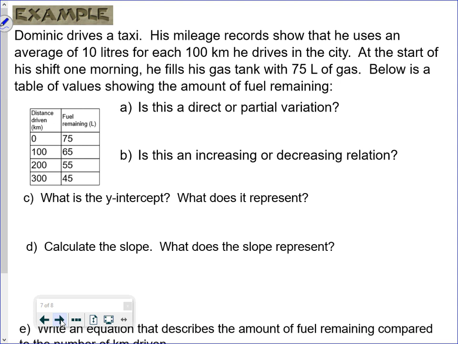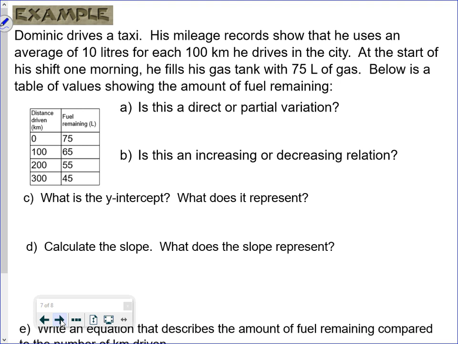In this example, Dominic drives a taxi. His mileage records show that he uses an average of 10 liters for each 100 kilometers he drives in the city. At the start of his shift one morning, he fills his gas tank with 75 liters of gas. Below is a table of values showing the amount of fuel remaining. So we're using this table of values in order to answer these questions.